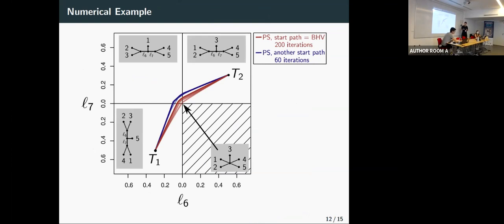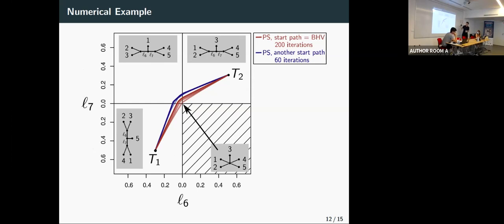And the question for this algorithm is, where do we get our starting path from in the first place, right? So we could just take the BHV geodesic, right? Just use the nice algorithm that is computationally tractable. And this is exactly this cone path here, the red line that goes through the origin.